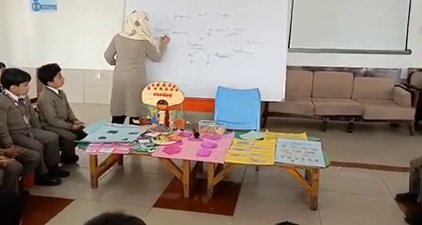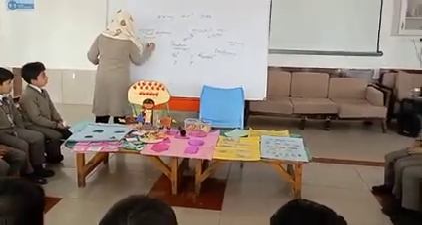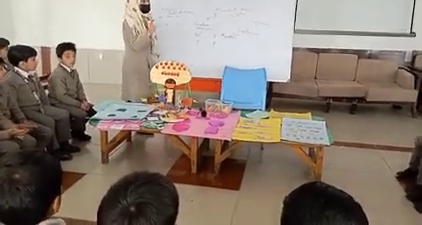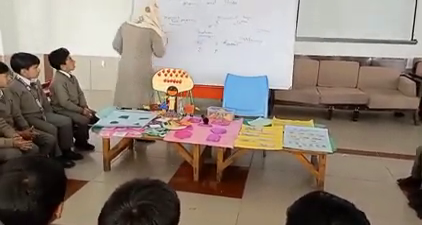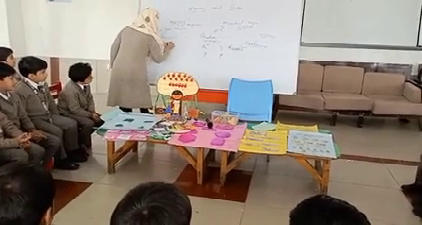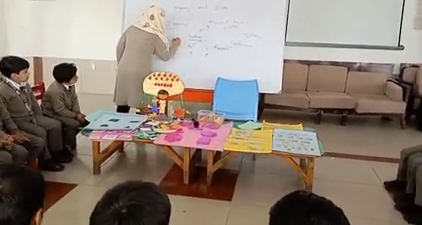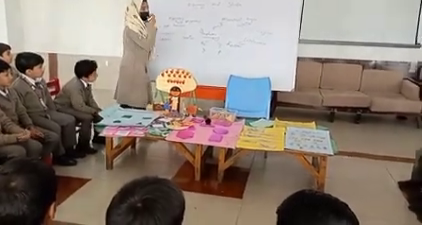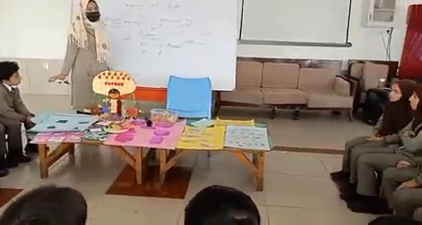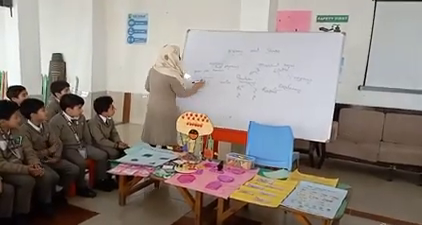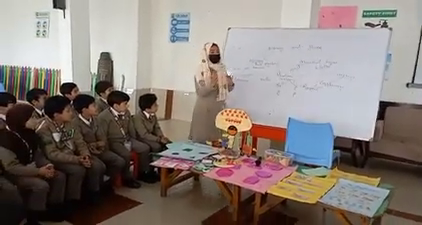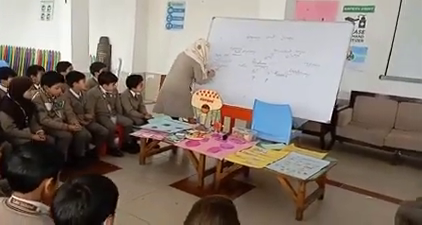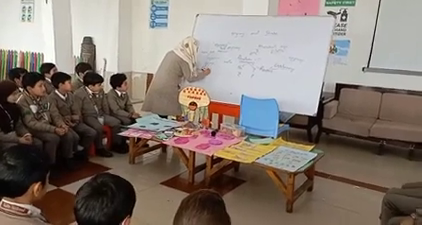Now we have two types of currency. One is coins and the other is notes. Can anyone tell me what are coins? Okay, I'll tell you. Coins are the money which are in the form of metal. So coins are also known as metallic money.